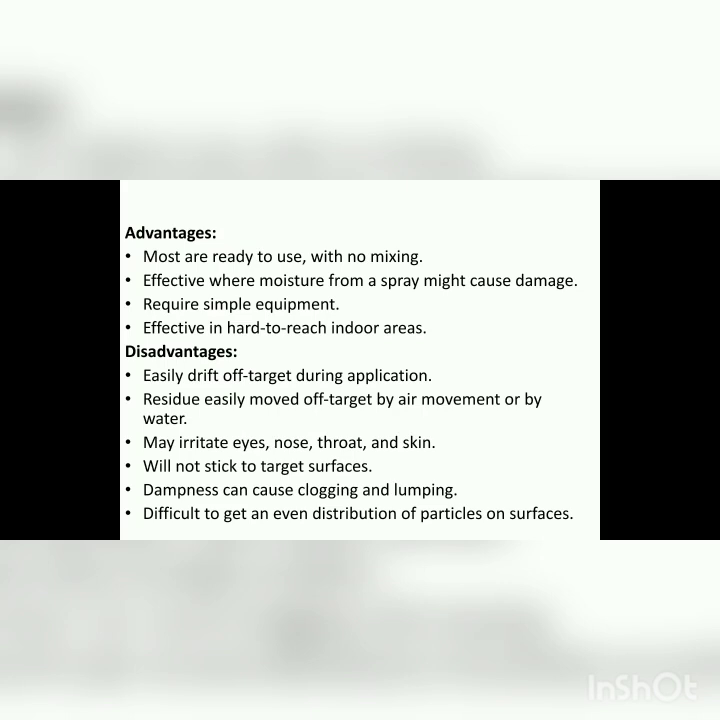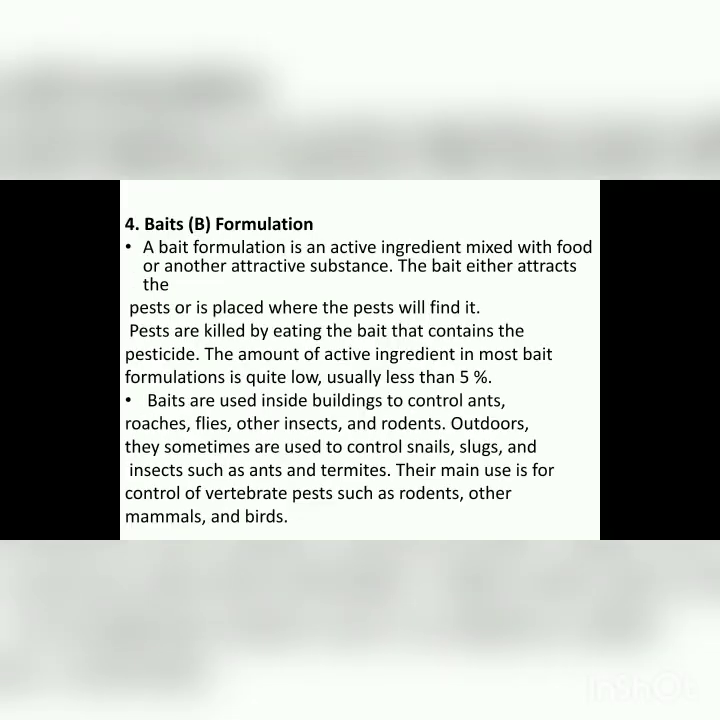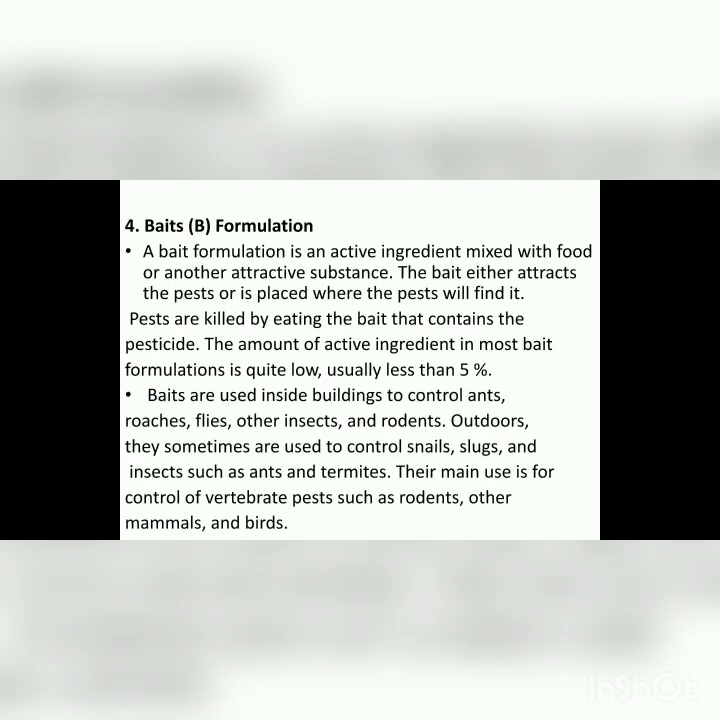Next, bait formulation. The fourth one is bait formulation. The bait formulation is an active ingredient mixed with food or another attractive substance. The bait either attracts the pest or is placed where the pest will find it. Pests are killed by eating the bait that contains the pesticide.